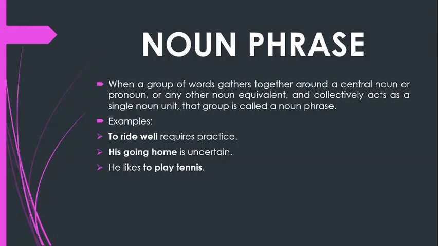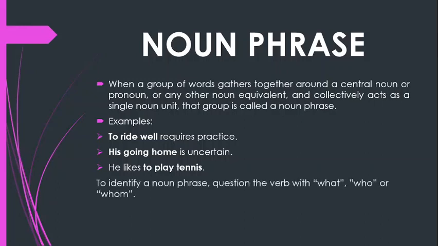The only thing to note here is that while "to write well" and "his going home" were subjects, they provided us the subject of a sentence. In the final example, "he likes to play tennis," "to play tennis" provides us the object of the verb "likes." Therefore, as you can understand, noun phrases can provide us both the subject or the object of a verb.